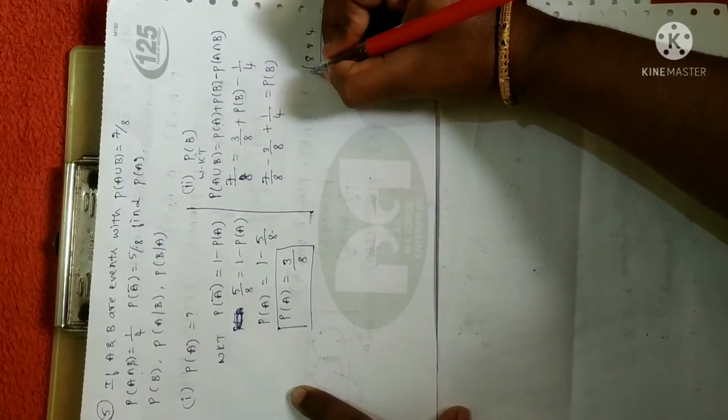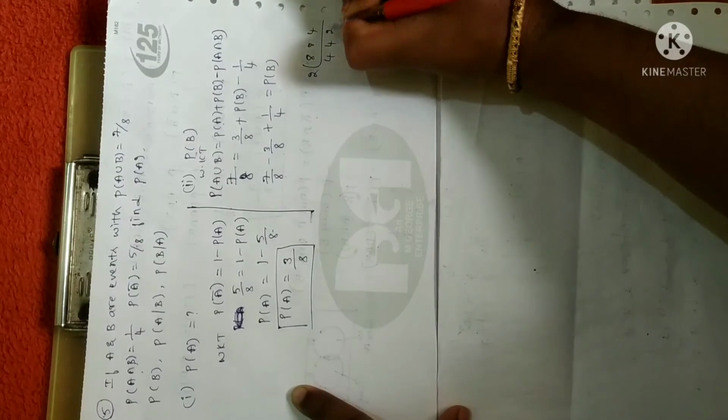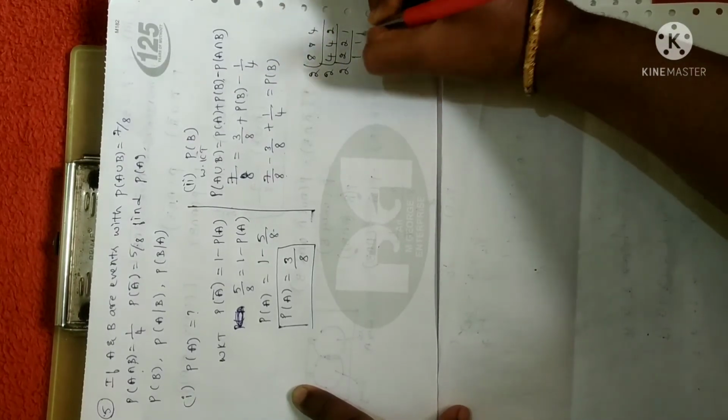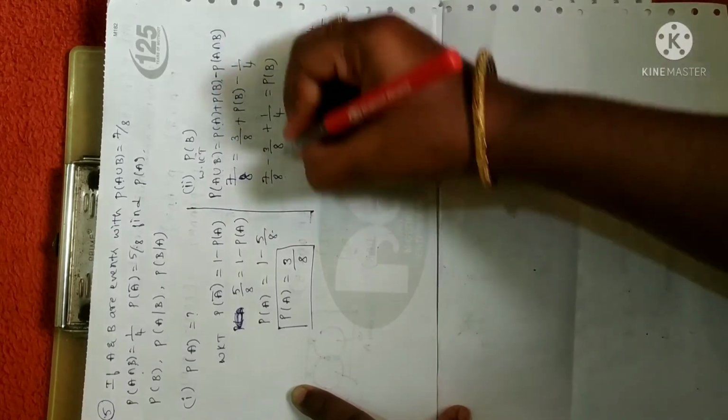So let me take the LCM: 2 4s are 8, 2 2s are 4, 2 1s are 2, and 4 2s are 8. So 8 is the LCM.